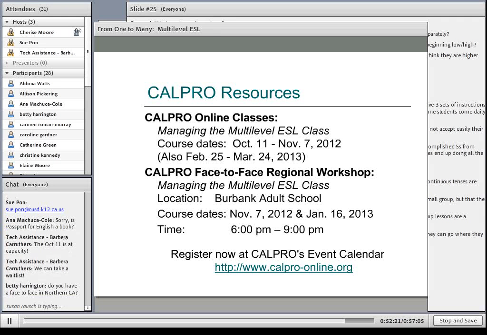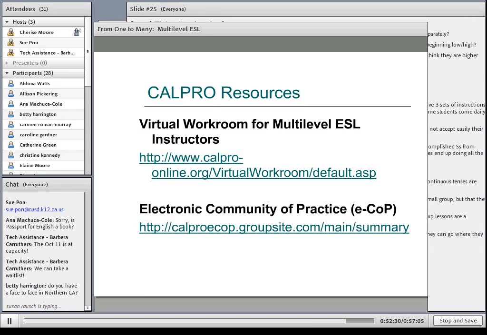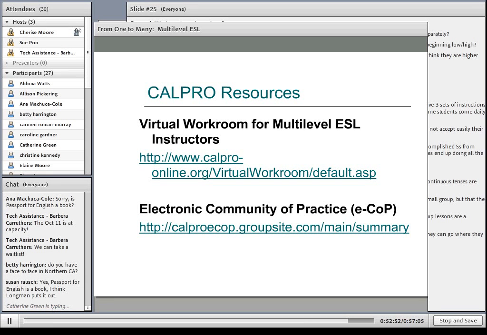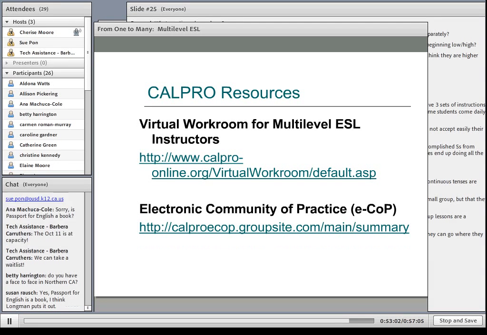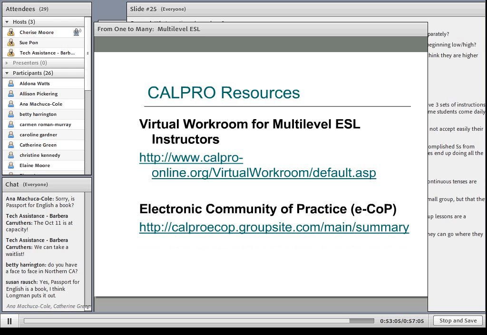So both of those options are available for you, and you can register for those at calpro-online.org at our events calendar. And then Sue mentioned our virtual workroom for multi-level ESL, and we also have an electronic community of practice. Both of these are online environments where you can continue the conversation. In the workroom, you can work on specific strategies that we have identified there to help ESL instructors be successful in their classrooms. And in the ECOP, you can pose any topic of interest or question that you have around that area, and again have a conversation with colleagues around that topic.